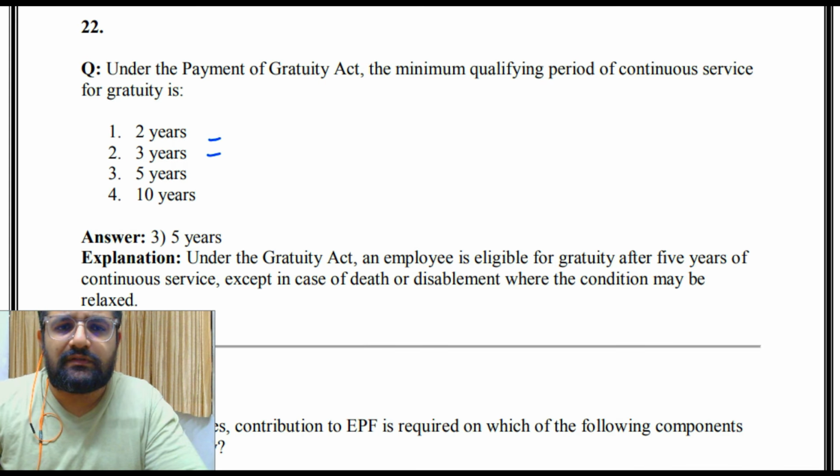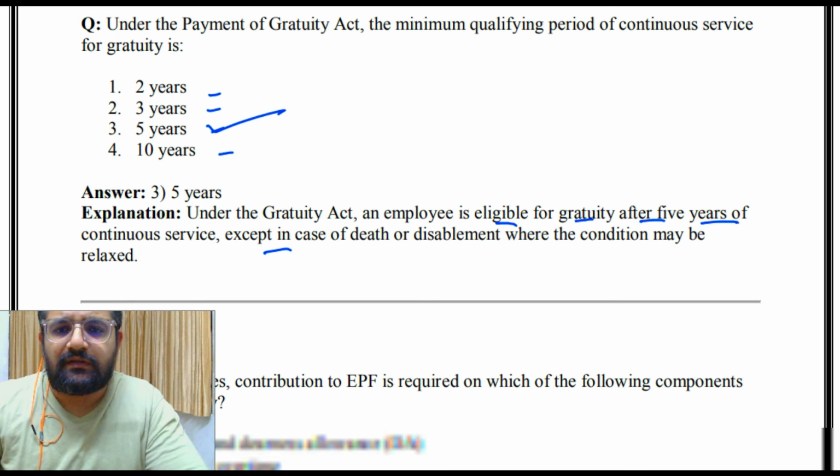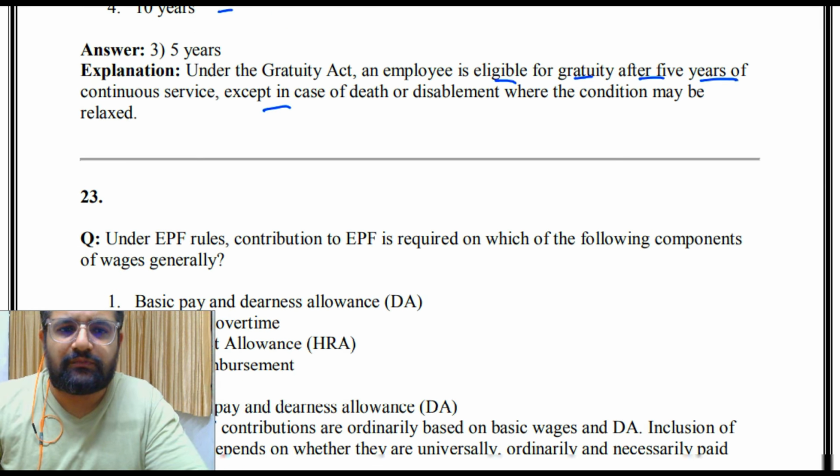Under the Payment of Gratuity Act, the minimum qualifying period of continuous service for gratuity is 2 years, 3 years, 5 years, or 10 years. So the answer is 5 years. Under the Gratuity Act, an employee is eligible for gratuity after 5 years of continuous service, except in case of death or disablement, where the condition may be relaxed.